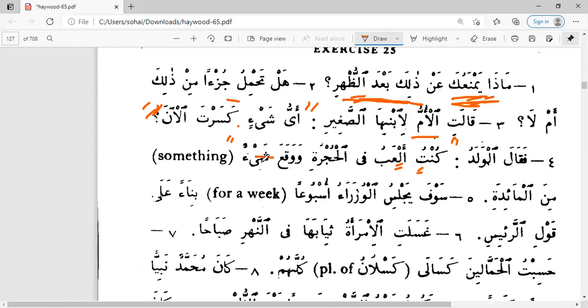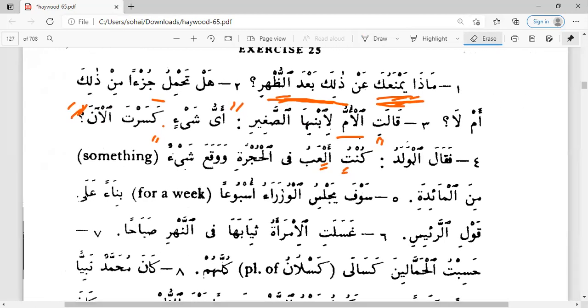ووقع شيء من المائدة. Okay, I took things from the table. No, where does it say that I took? Sorry, waqa'a, I'm trying to recall. I can't emphasize enough that you guys should remember vocabulary. Waqa'a means to fall, like something happened. Okay. Waqa'a, to fall. Shay'in, things from Shay, not shay'in, shay.